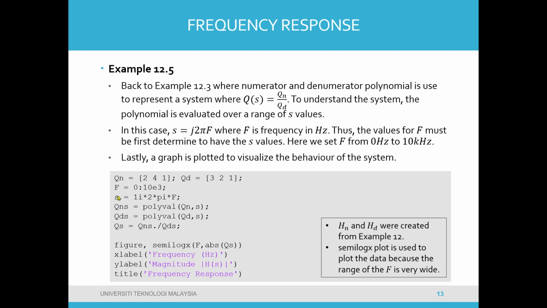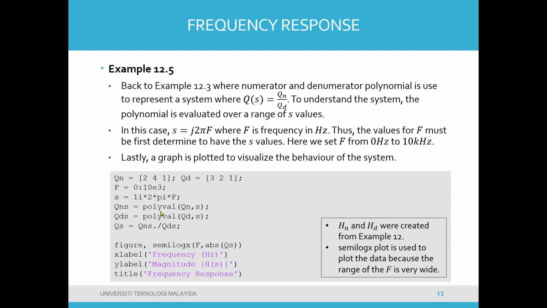Of course, from frequency you have to change to the S domain. No worry, this will be given, but just in case you need to know what S is: S is jw. So you can see here S is equal to j 2 pi f, where w is 2 pi f. And then Polyval of Qn and S.